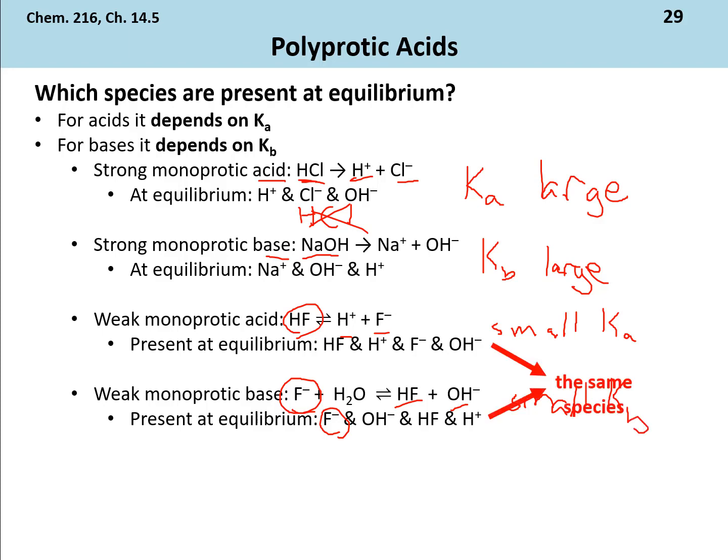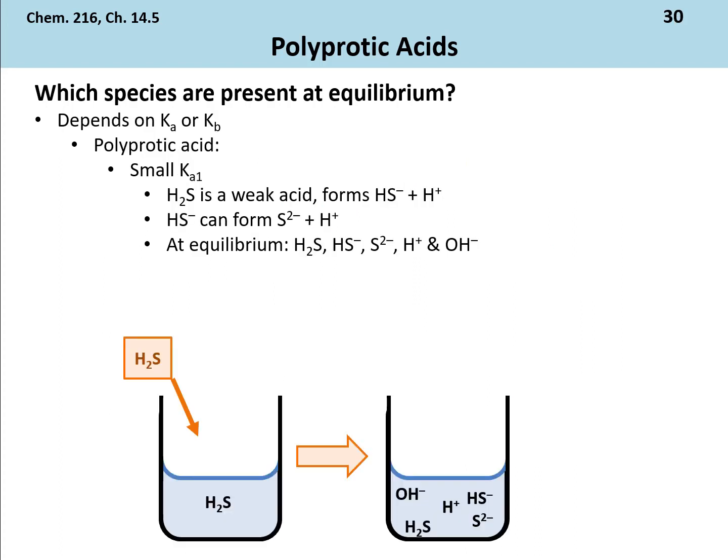Oh, by the way, notice that in both these cases, whether I started off with F minus or I started off with HF, in both cases I end up with the same species, right? So a lot of times it doesn't matter which I start with, I'm still going to have the same species because it's at equilibrium, okay? Because it's reversible.